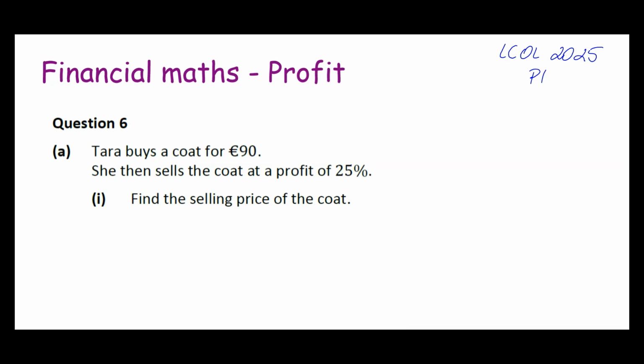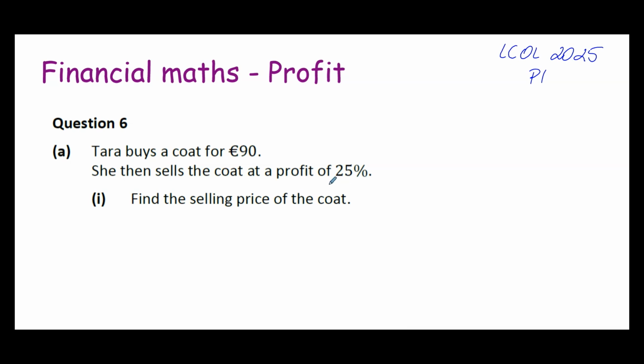So financial maths, and especially the profit part of it. Let's have a look. Tara buys a coat for €90. She then sells the coat at a profit of 25%. So what do we need to do? We need to find the selling price of the coat.